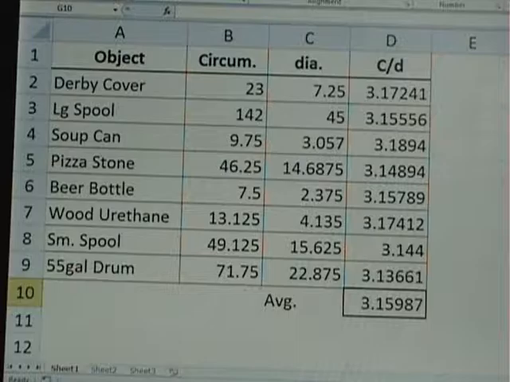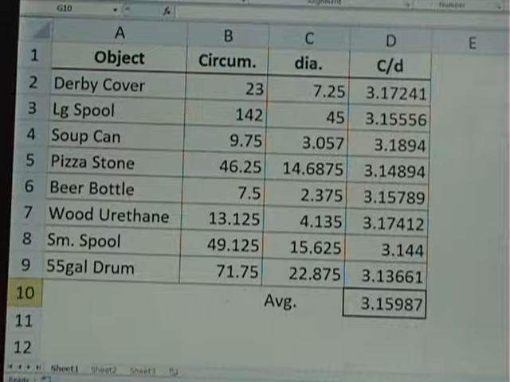Project 8, what we're going to do is come up with a few methods of determining pi, trying to find a ratio between the circumference and diameter of circles, and we're going to do that by using different circular objects, different round objects. We're also going to look at relationships between the circumference and the area of circles.